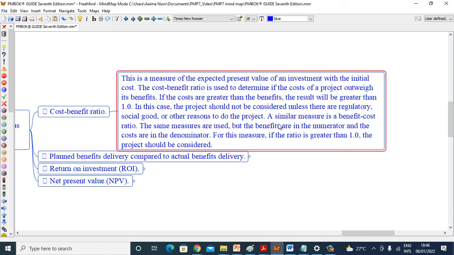do the project. A similar measure is a benefit cost ratio. The same measures are used, but the benefits are in the numerator and the costs are in the denominator. For this measure, if the ratio is greater than 1.0, the project should be considered.